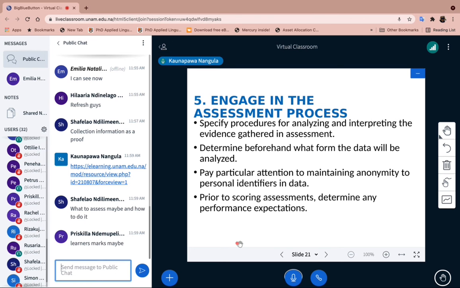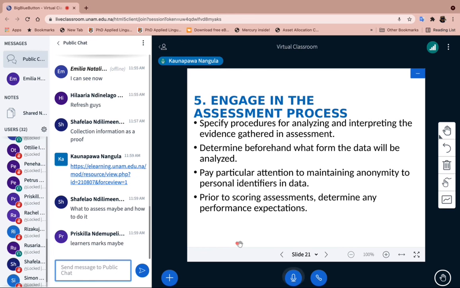So you have to decide that beforehand, and pay particular attention to maintain anonymity of personal identifiers in data. That is to say you don't have to display the learners' names, because learners in high school don't have student numbers, do they? Date of birth or whatever ID number, you don't have to display those or make them public to whoever you're going to display that information to.